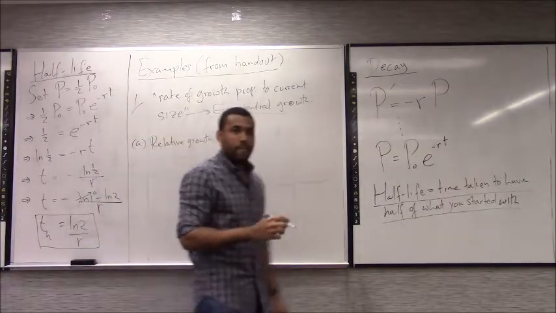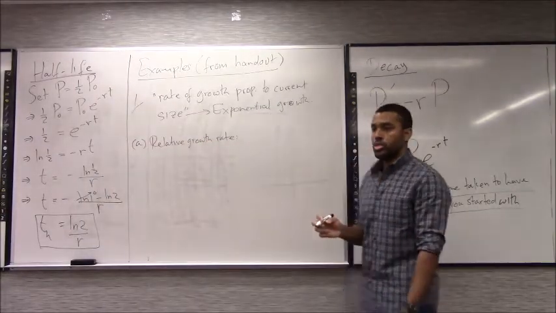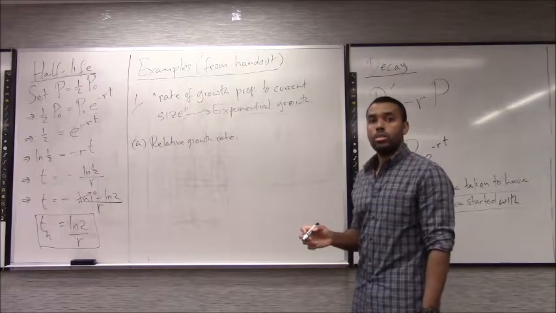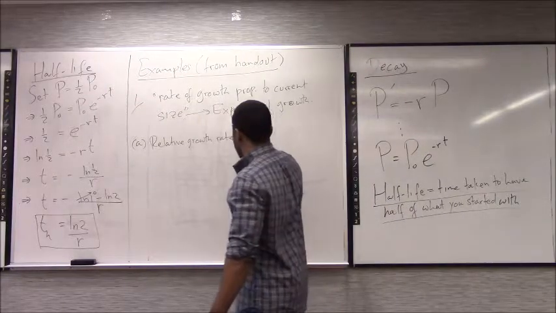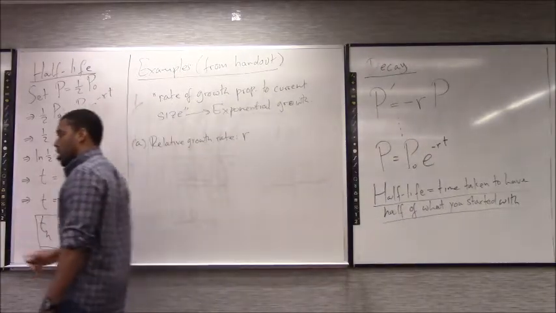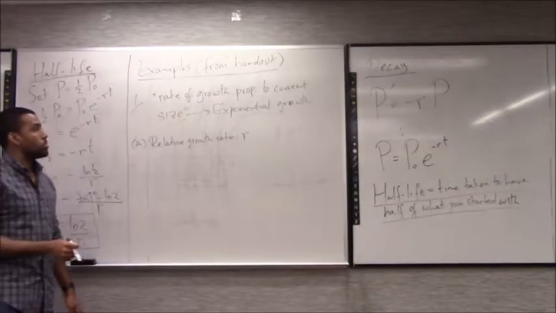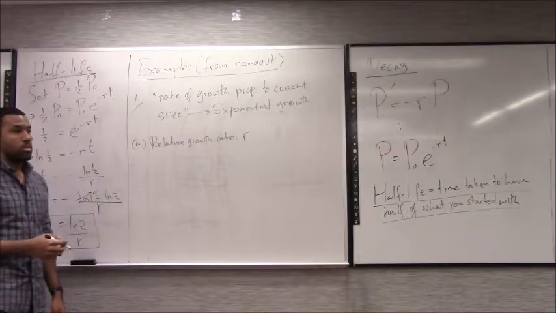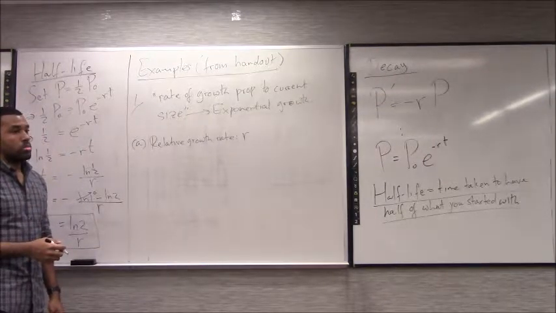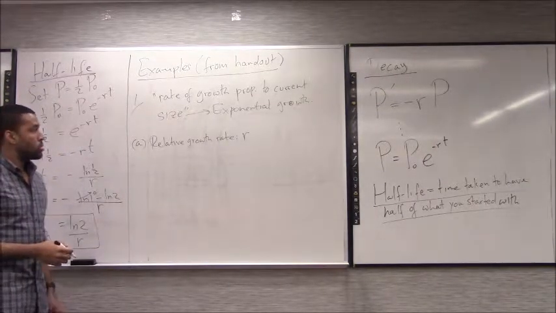What symbol is that in our equations? Is it R? That's the R. So in part A, we're asked to find the R. Ideas, finding the R? Set up the exponential growth equation and plug in what we know.